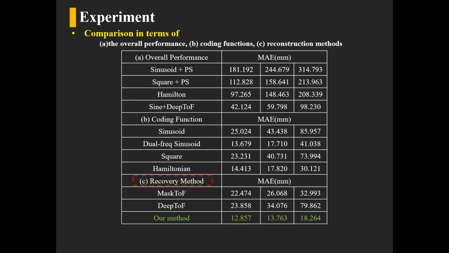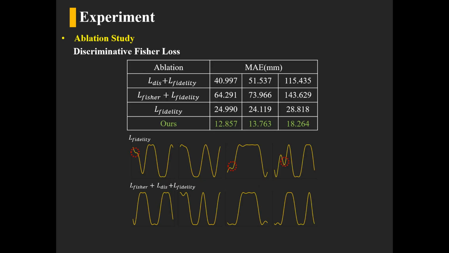We demonstrate the efficiency of the proposed neural network against existing TOF networks. The reconstruction error of our network is lowest. Ablation study of discriminative Fisher loss. With the combination of two loss functions as discriminative Fisher loss, our method enables high depth precision and can greatly encourage the convergence in finding the optimal coding function.